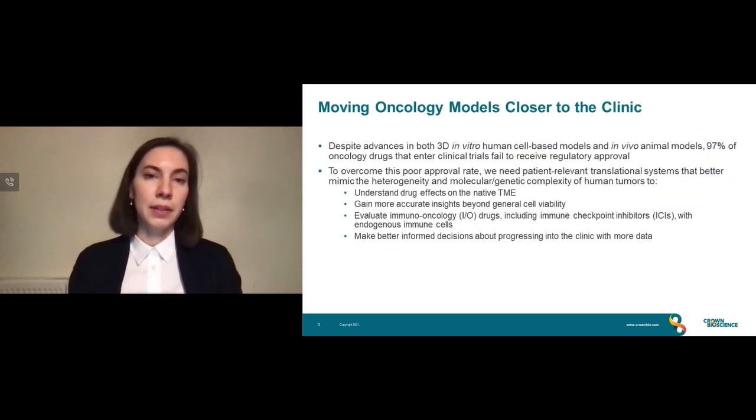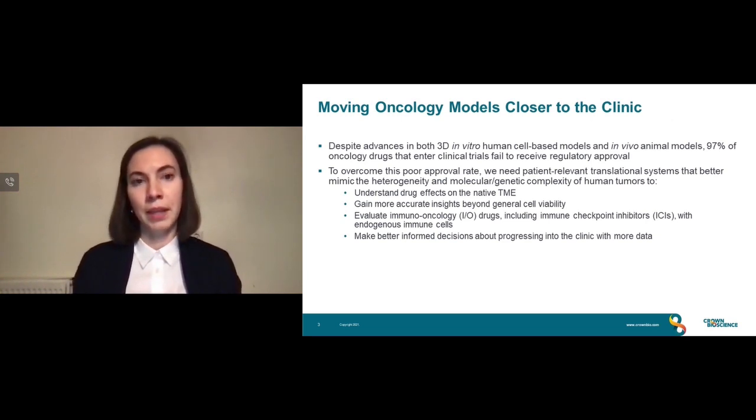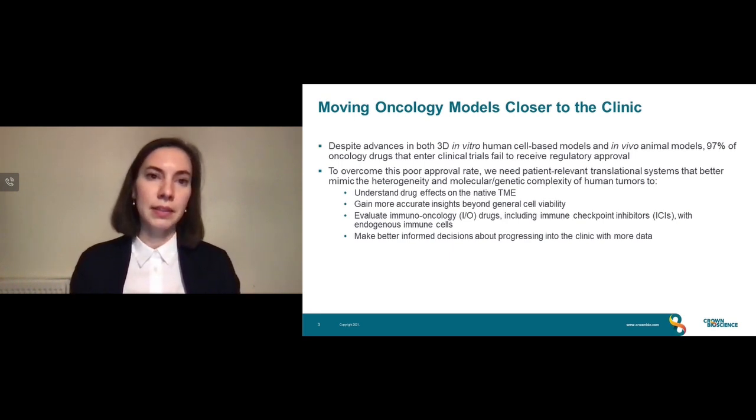As you're probably well aware, there is a huge translational gap between in vitro and in vivo models for oncology. And this contributes to the very poor clinical success rate of oncology drugs for patients. We believe that to improve the clinical success rate, we need to find better translational models that represent the molecular and genetic complexity of human tumors and better represent human tumor biology.